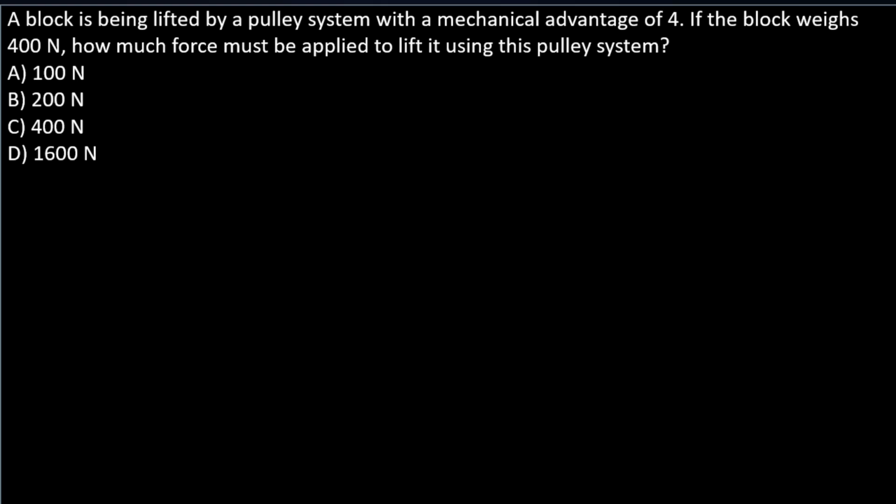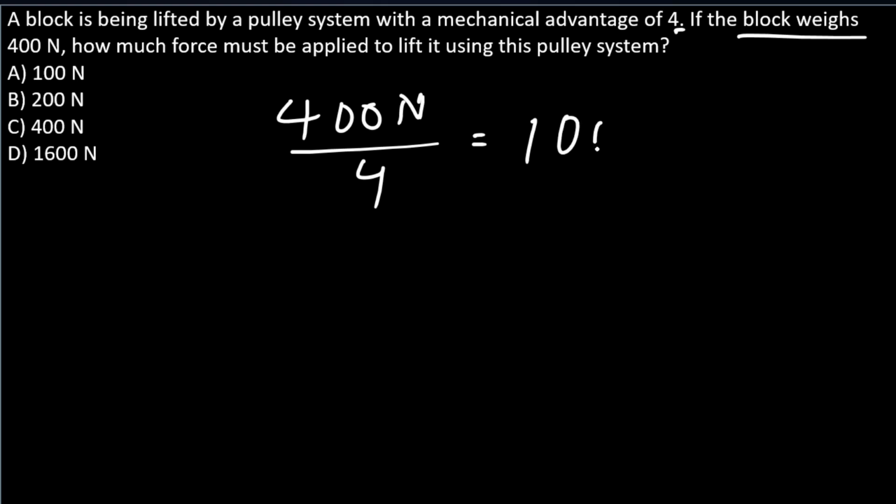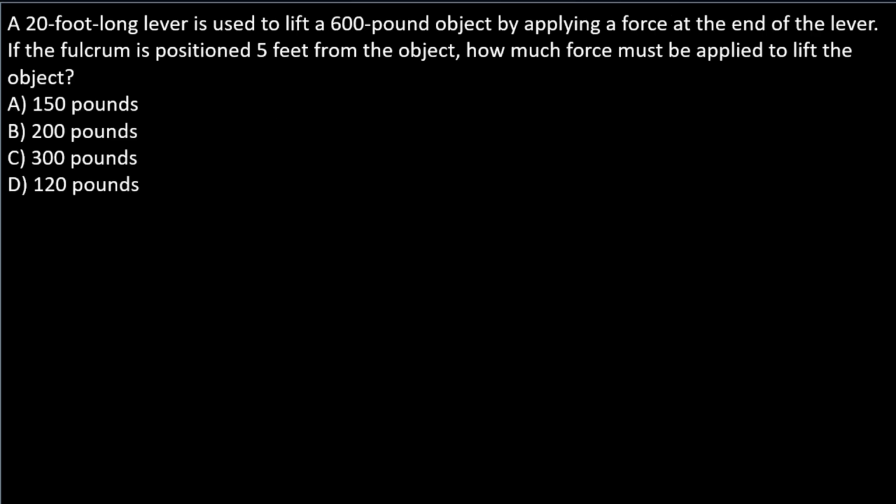So here we already have the value of mechanical advantage, so we need to divide the weight of the block by the mechanical advantage. It's 400 Newton, and it's 4, so we will get 100 Newton. So this will be the answer, option A. Now come to another problem.